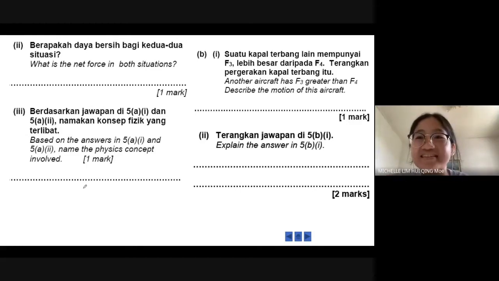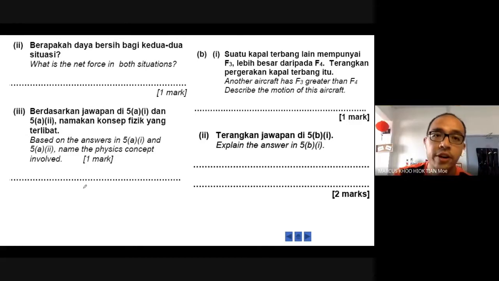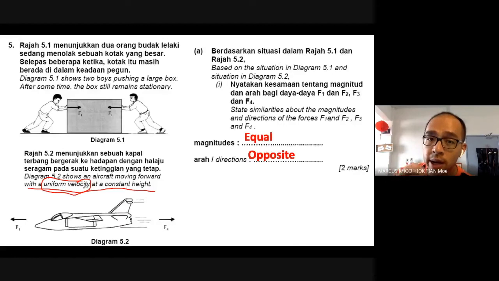Zero. Okay, very good. The net force is zero in both situations. Because, as I said before, this requires us to really understand the situation. When everything is in equilibrium, when the forces are in equilibrium, whether it's moving or it's stationary, the net force will always be zero.